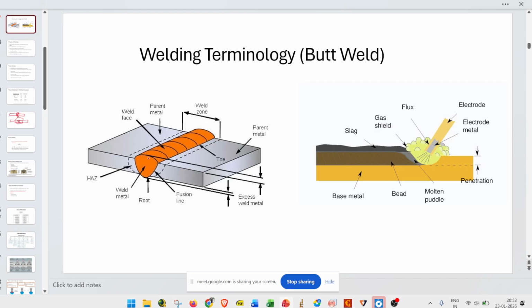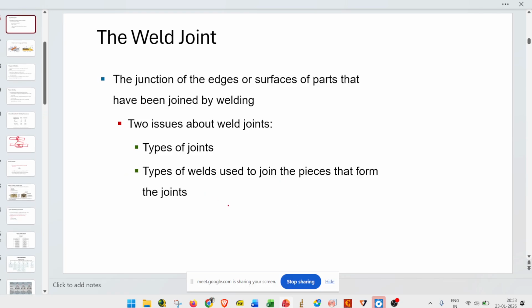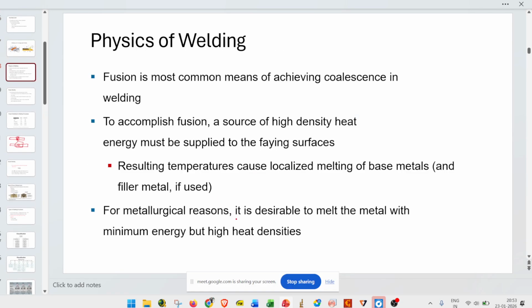This is the welding material, the orange color one, and the portion which is coming below the parent material is called the root. And this is the toe, and access to the weld face, and different terminologies. So this slide is completed.